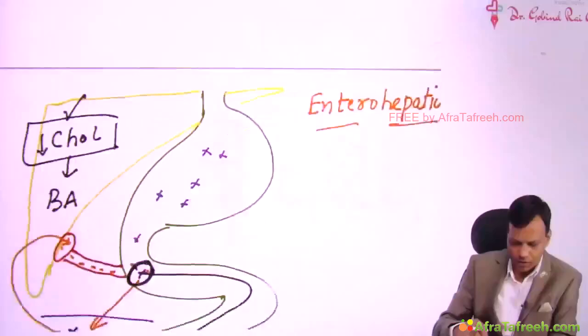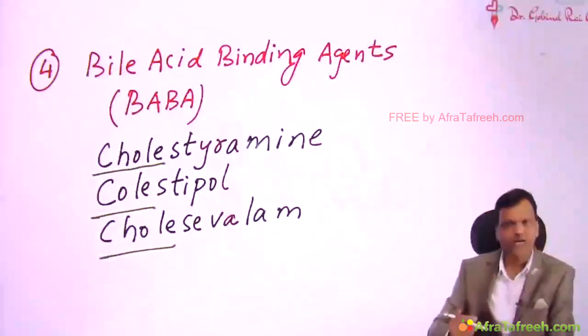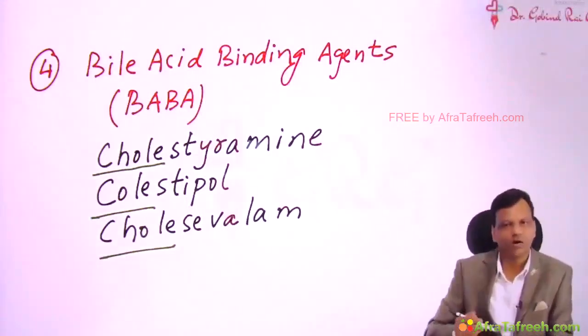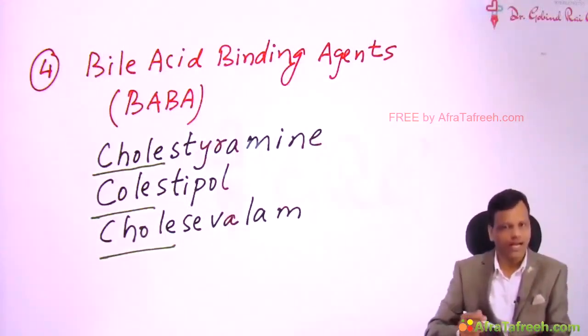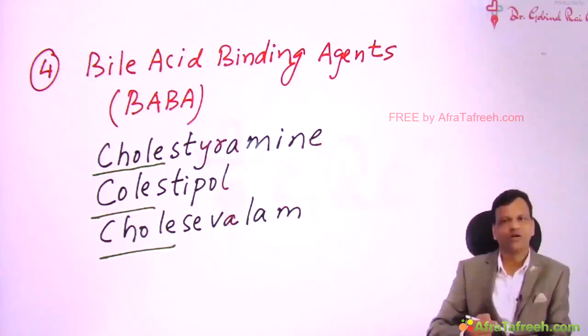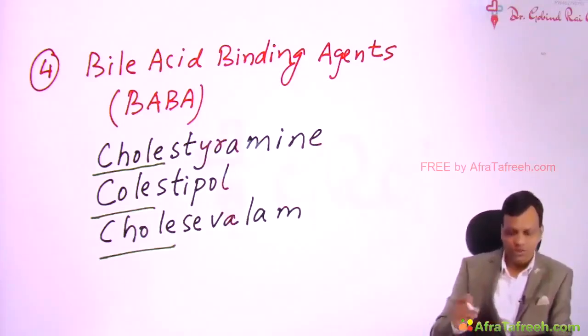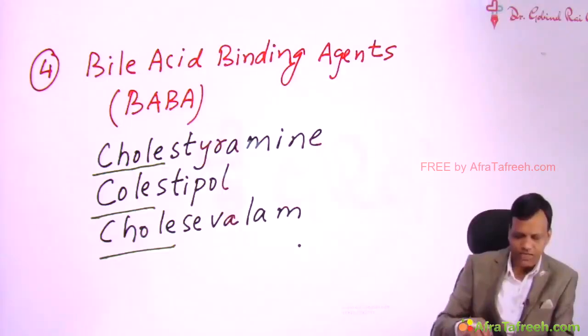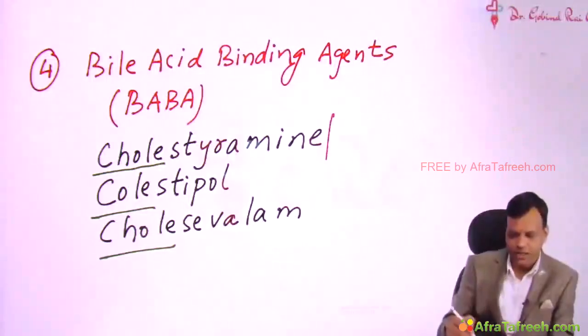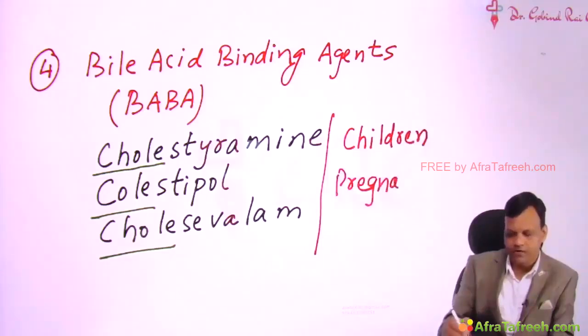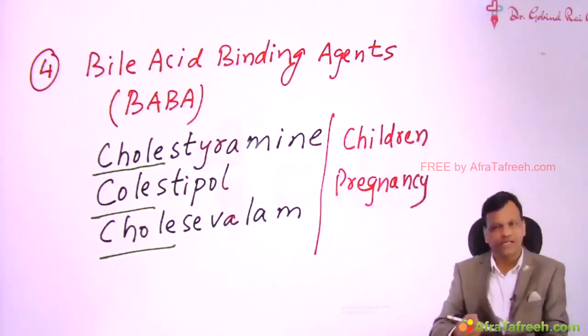Now, a special point about bile acid binding agents, or the main advantage of these drugs, is that they are not absorbed at all. They act in the GIT, bind to bile acid, and are excreted. So when they do not come into the circulation, they will not cause major side effects. So the main advantage is these are very, very safe drugs. So they are drug of choice for dyslipidemia in children and pregnancy. Bile acid binding agents are drug of choice in children and pregnancy.